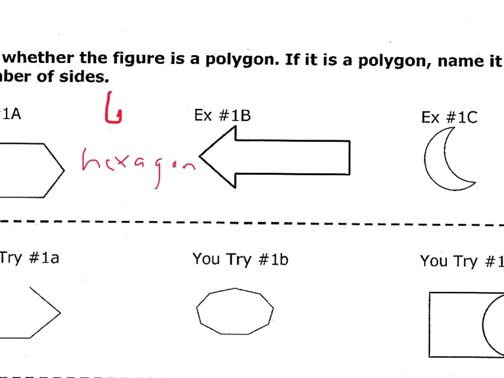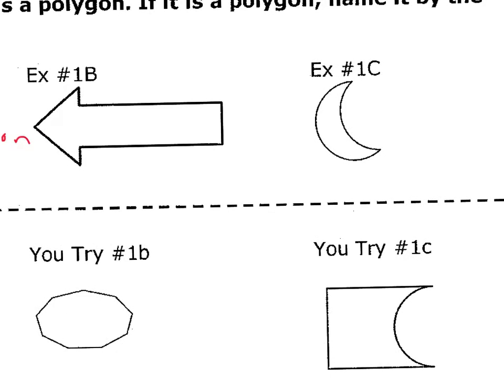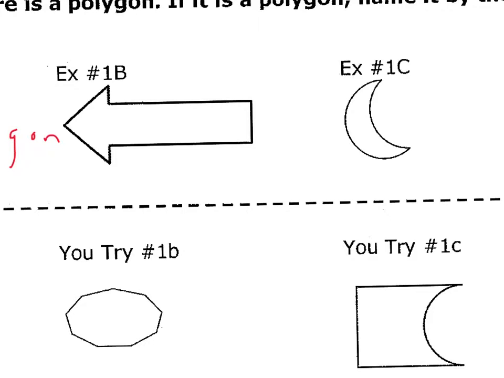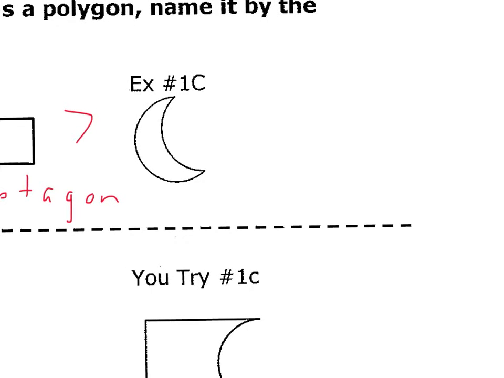Okay, the next one, we've got a 1, 2, 3, 4, 5-sided shape. Or 1, 2, 3, 4, 5, 6, 7-sided shape, excuse me. 7 sides. And a 7-sided shape would be a heptagon. Okay, so this is pretty easy. Just got to count and look at your chart and see which one it fits.